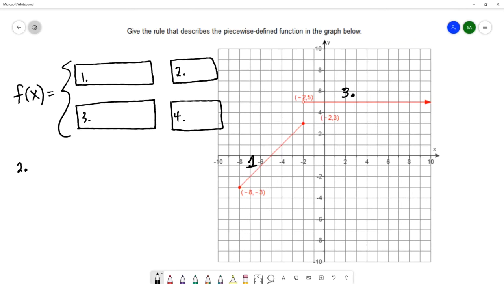So for that equation that I've labeled with number 1, I know that the conditions are that it's going to start with an x of -8 and end with an x of -2. So x is going to be in between -8 and -2. Both of them have filled in dots on the end, which means the endpoints are included.